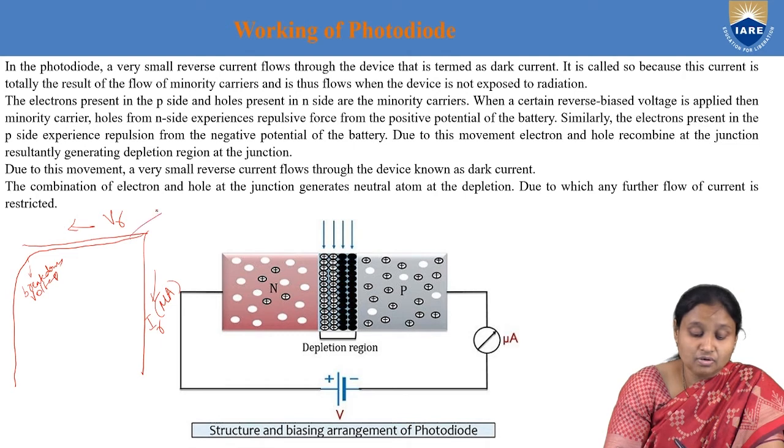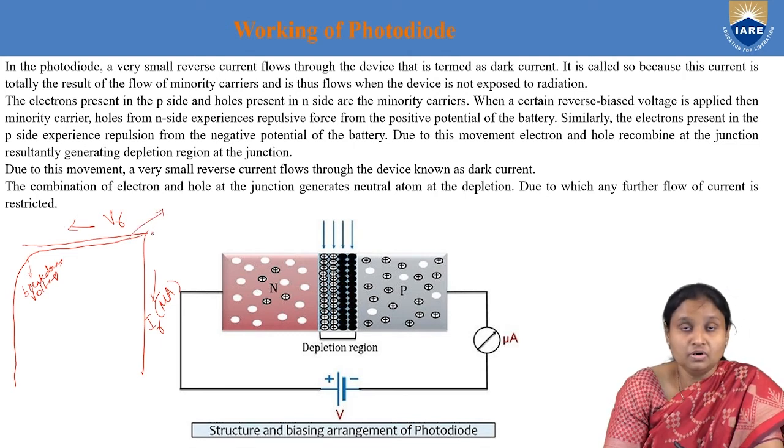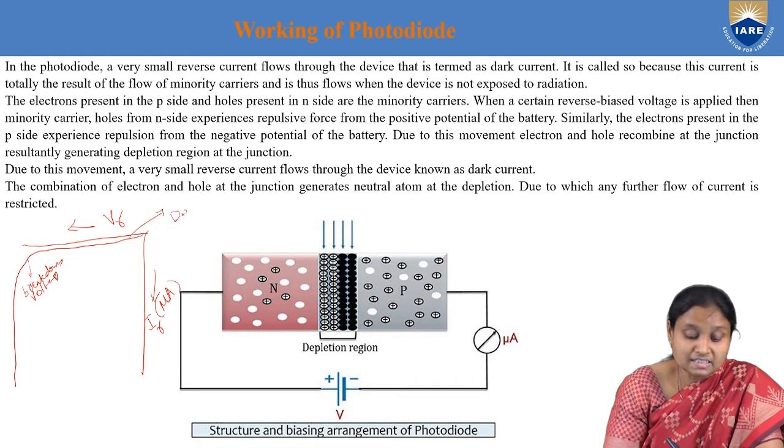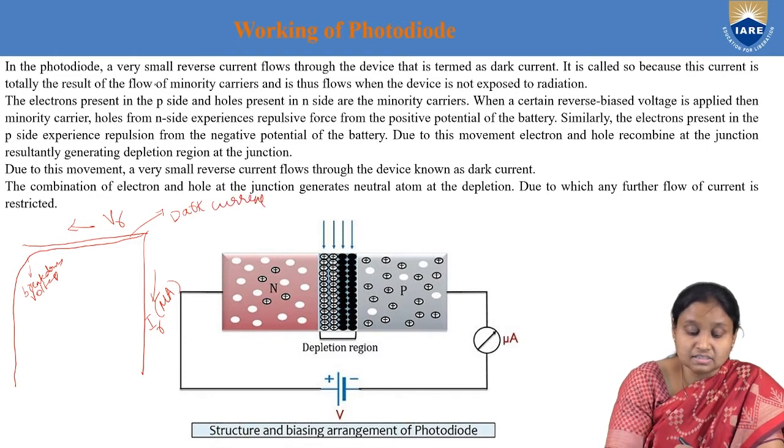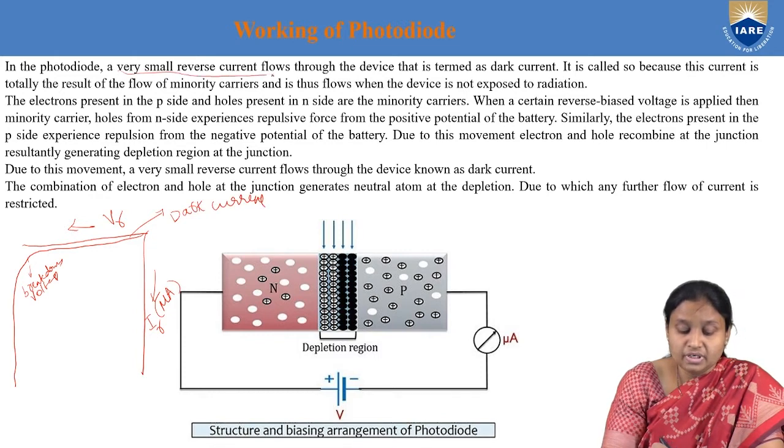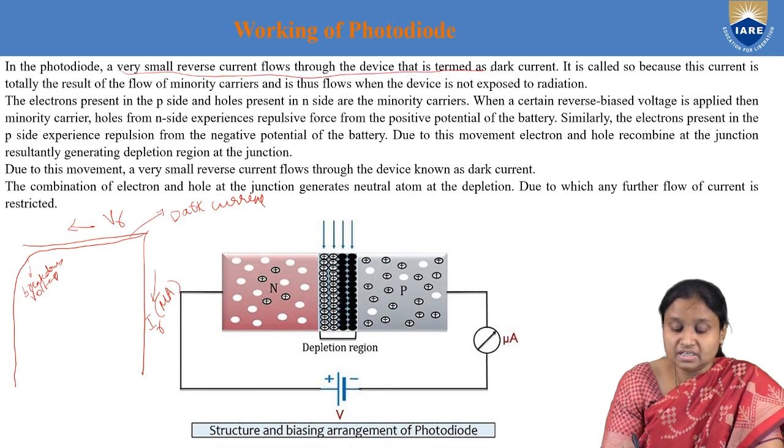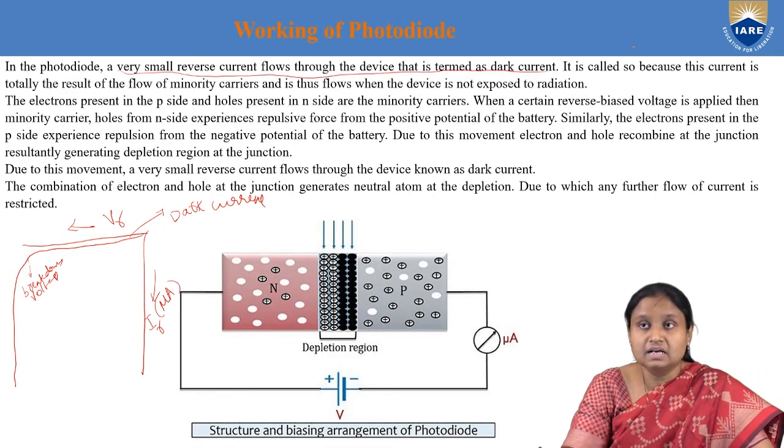And this current, when we have not exposed it to light, this small current which is flowing across the reverse bias diode, it is called dark current. So in a photodiode, when a very small reverse current is flowing, that current is called dark current.